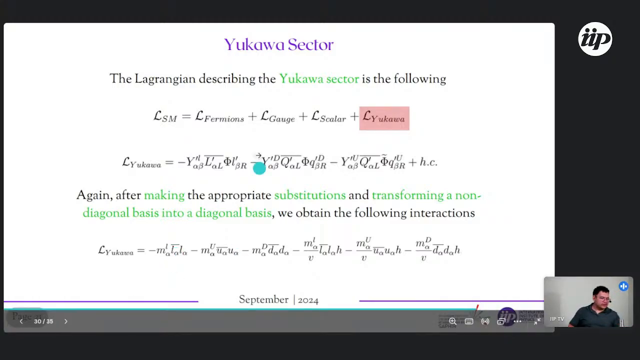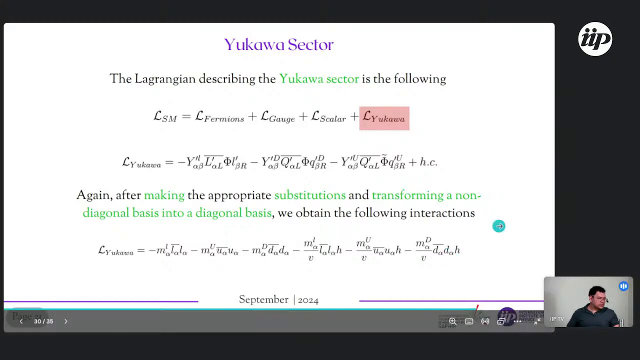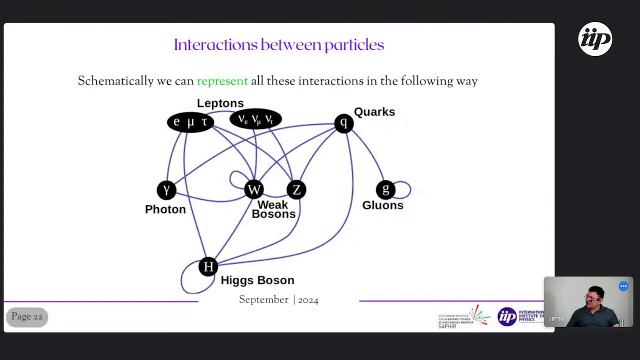Here we have the result of that Lagrangian, which has mass for the charged leptons, mass for up-type quarks, mass for down-type quarks, and we have the interactions between the Higgs and each one of the leptons. You can see that the interactions between the Higgs and the leptons depend on the mass of the particle. So if we have a heavy lepton, it implies that the interaction with the Higgs boson is strong. So we finish here with that term that represents the interaction.